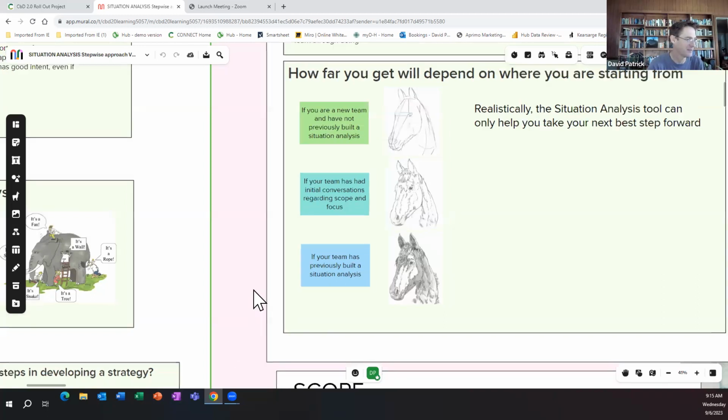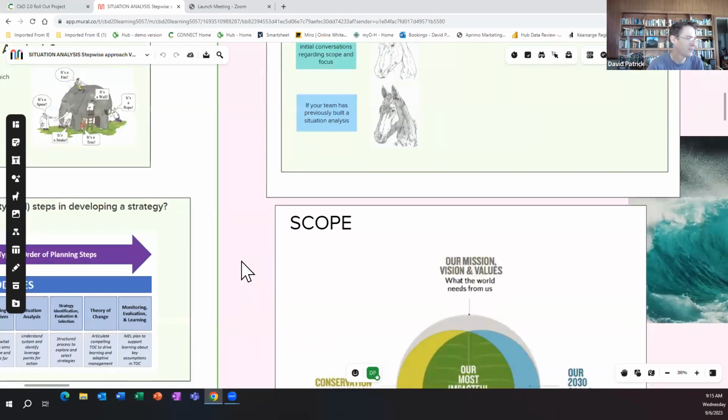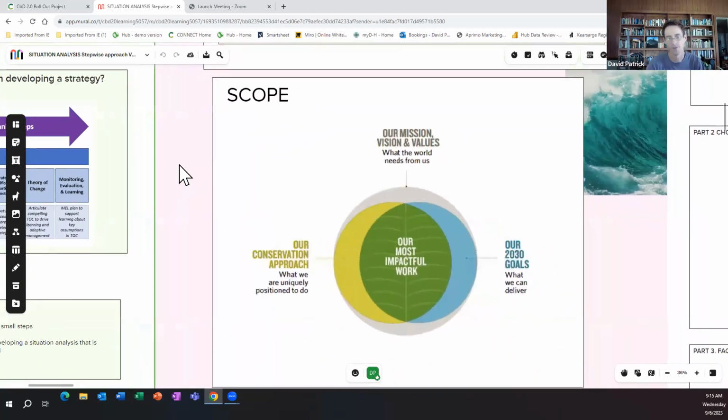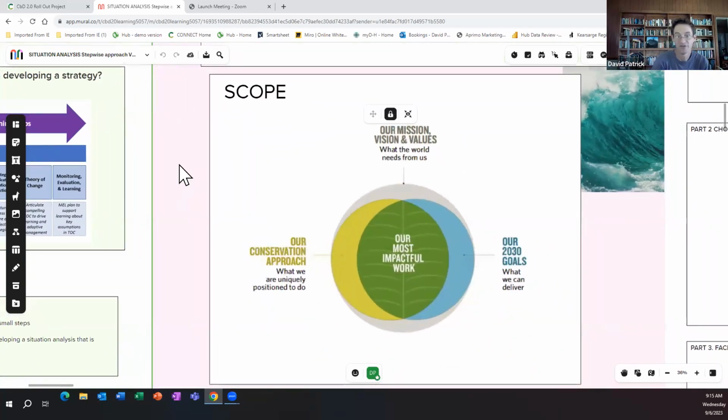A couple of last things here before we wrap up our introduction. The first is just to briefly touch on scope. As an organization, we have a mission that is currently embodied in our 2030 goals. And our senior leadership has been very clear that the expectation for all of us is that we focus our attention and our resources on work that meaningfully contributes to those goals.